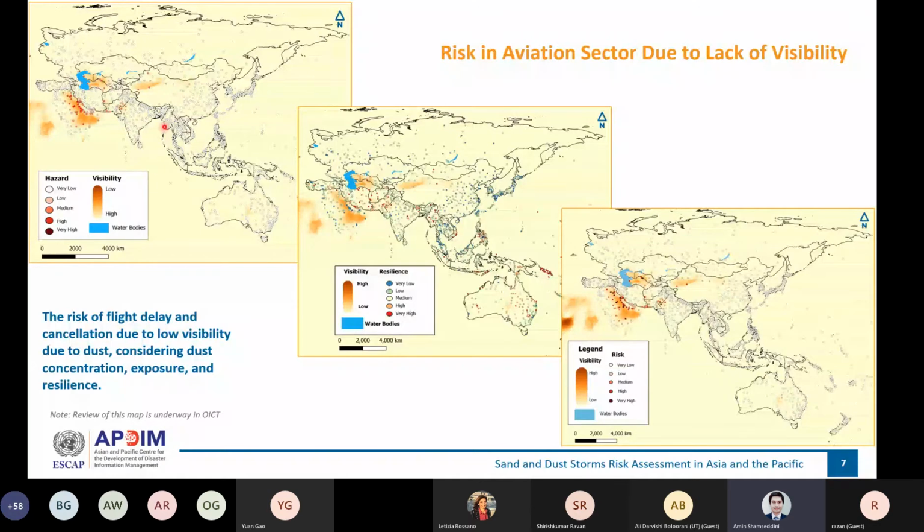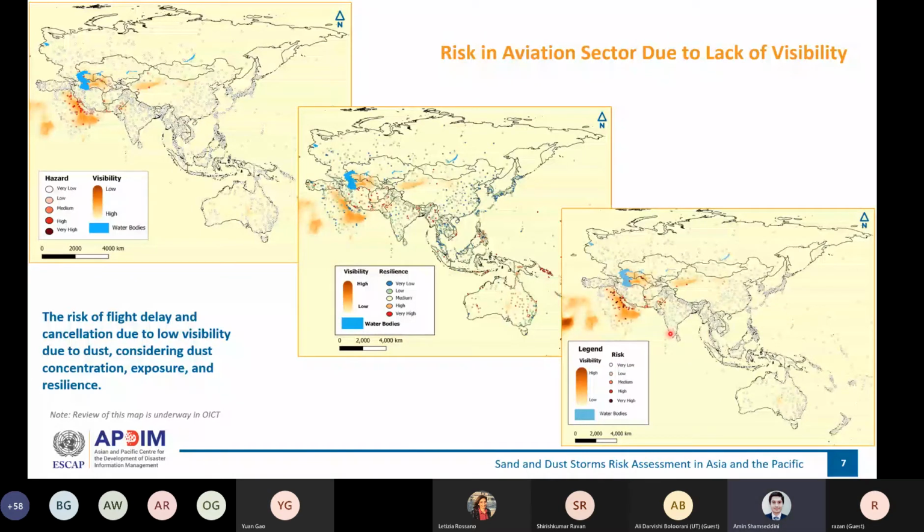So we categorize the navigation instruments of each airport in 5 levels, from very high to very low. Very high resilience actually means they have a quite advanced navigation system, and depend less on visibility. You can see here. And finally, by aggregating these values, we come up with the risk map for flight cancellation and delay. You can see it at the far right corner.